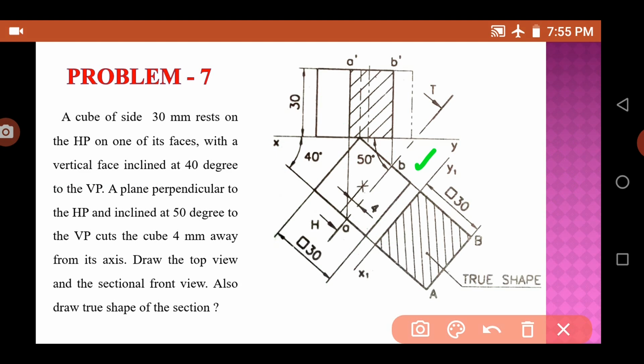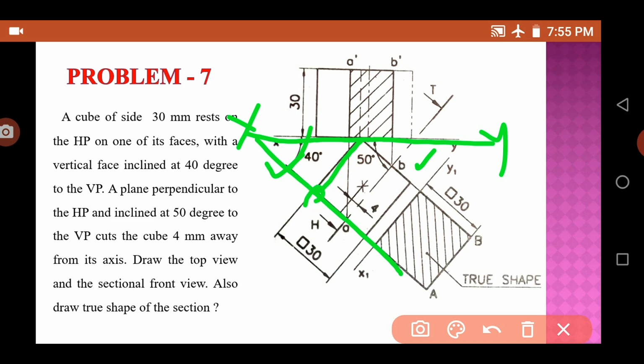Then you have to draw its normal front view. So first you have to draw this shape, and now that means a 30 mm line, this line. When you have to draw the XY line, after completing the XY line, you draw a 40-degree angle with this line, and then take 30 mm here. How do you fix this point actually?